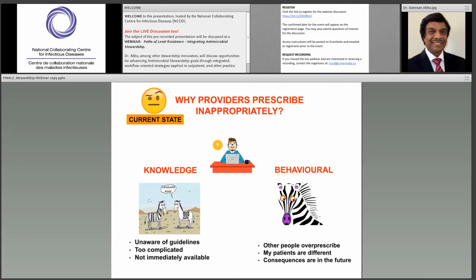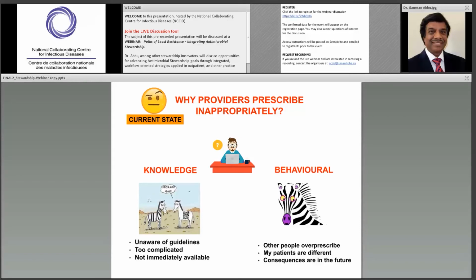The second area is one that concerns behavioral reasons. Prescribers feel that perhaps other people are the cause of the problem. They don't really see themselves as being part of the problem. Some physicians or prescribers note that their population or their patients are somewhat unique and justifies a different set of rules.